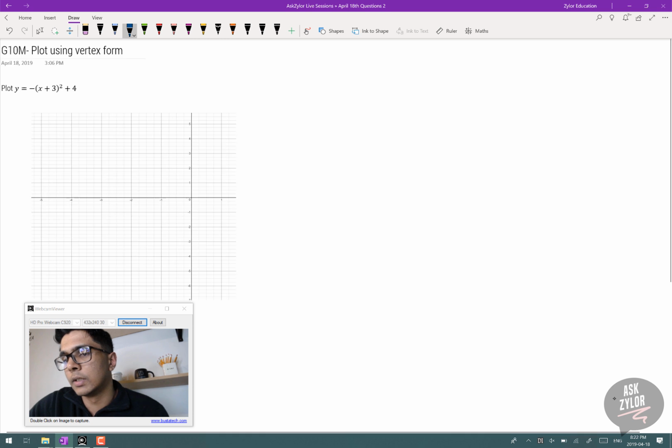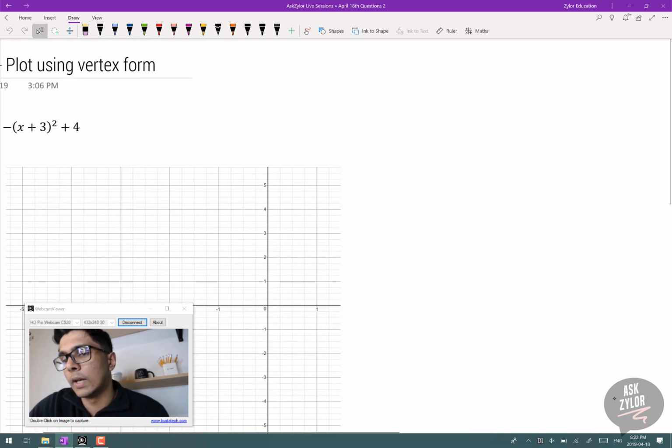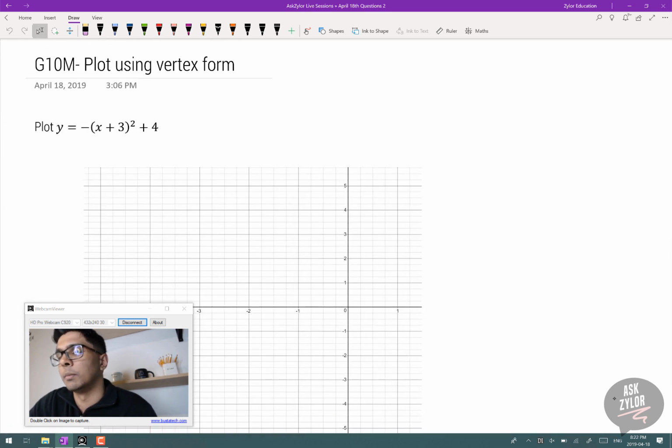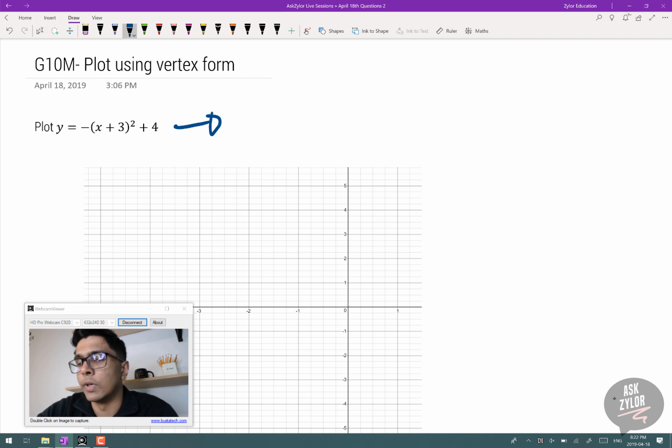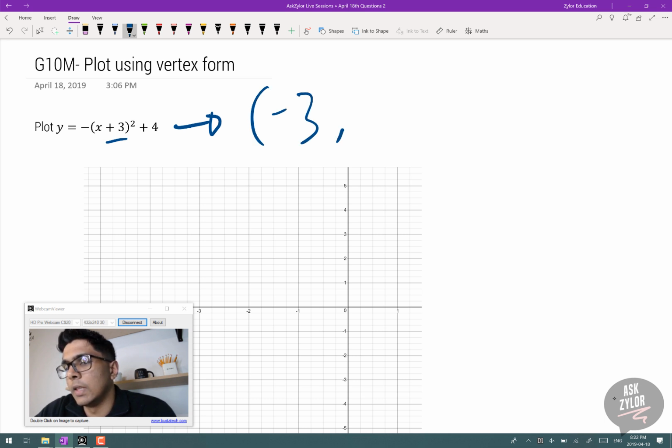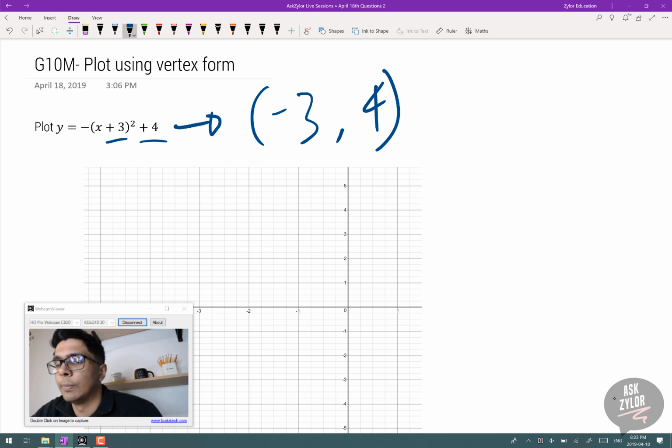So let's get to this. We're asked to plot using vertex form. This is a grade 10 math question. So we're plotting y is equal to -(x plus 3) squared plus 4. This is already in vertex form, so what we need to do is extract information from this equation. What's my vertex? The negative of the value inside the bracket will be my x point, so it's going to be -3. And then my y value will be the constant added at the very end. So my vertex is going to be at -3 and 4.